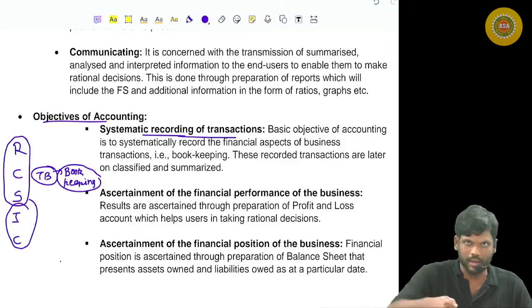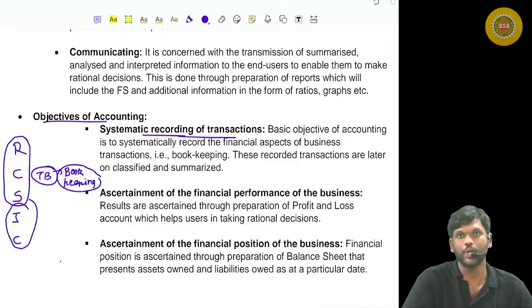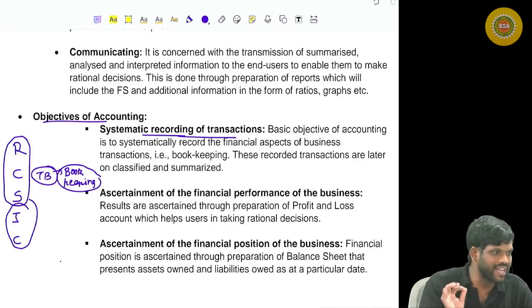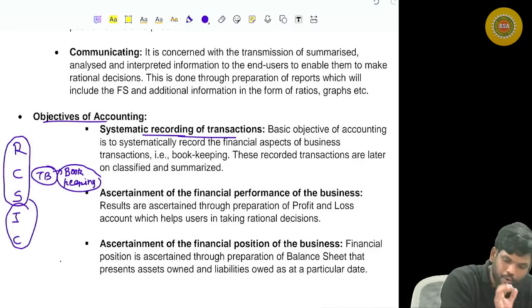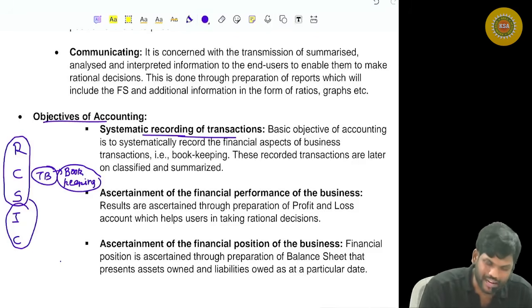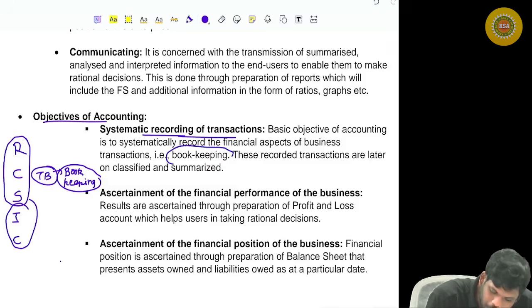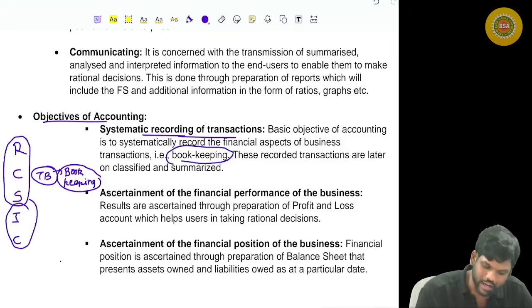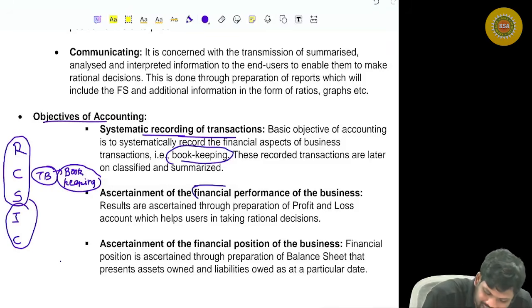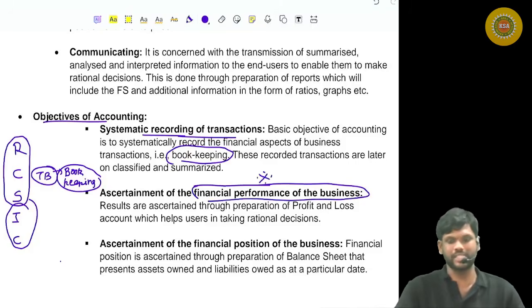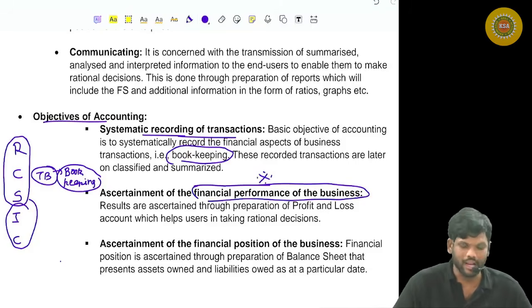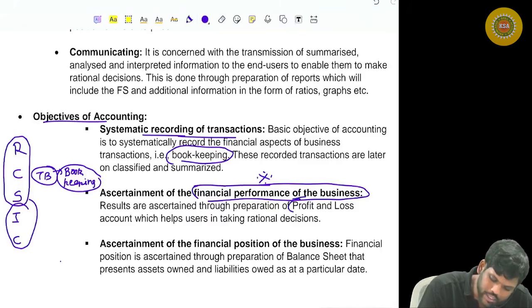I'll also cover some more points in the next section of this unit. So I hope you are very, very clear with the difference between bookkeeping and accounting. So getting back to the objectives, first objective of accounting is to maintain a systematic record of transactions, which is nothing but bookkeeping. And then second objective of accountancy is to ascertain the financial performance of the business, which is nothing but ascertaining profit and loss situation.